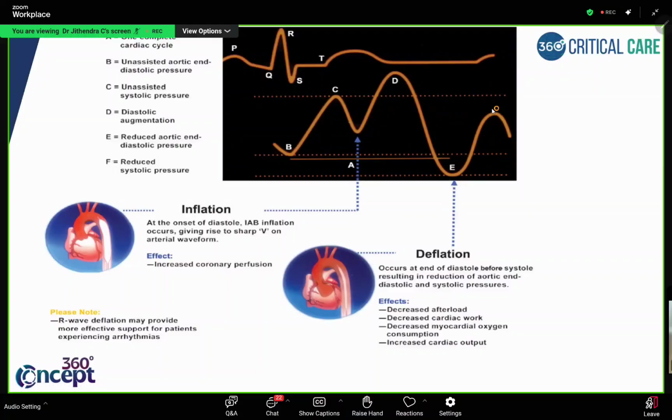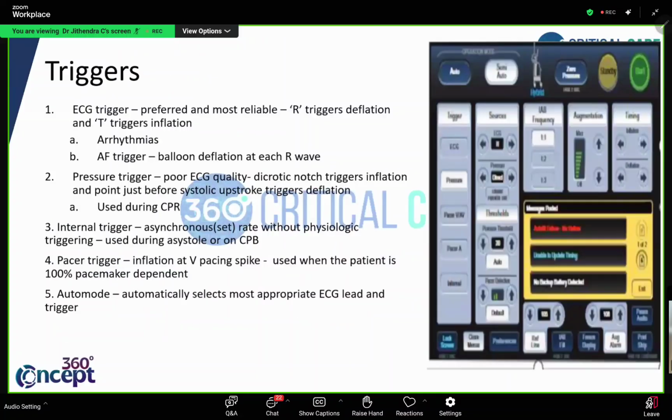Remember these terms. B is your unassisted diastolic pressure, the end diastolic pressure. C is your unassisted systolic pressure. D is your diastolic augmentation. E is your assisted end diastolic pressure. And F is your assisted systolic pressure, which is less than the unassisted one. Any doubts? You can stop me at that point, or I'll be repeating these terms again and again so that you will get it registered. No need to worry.